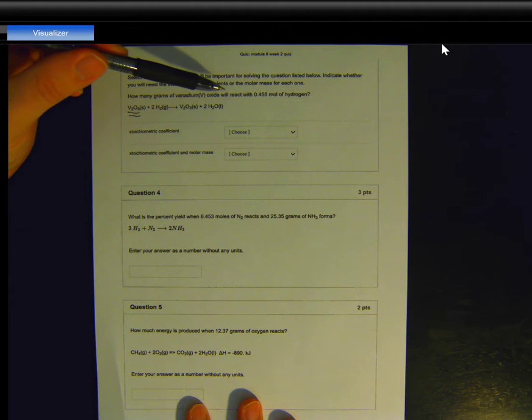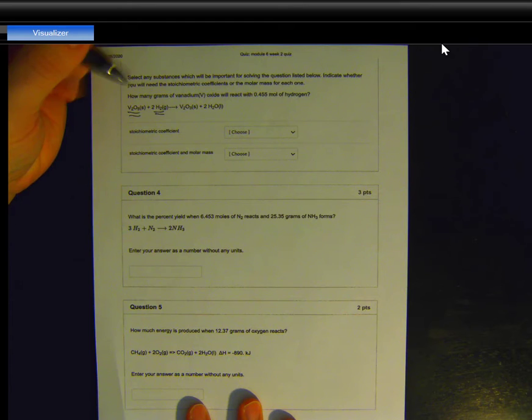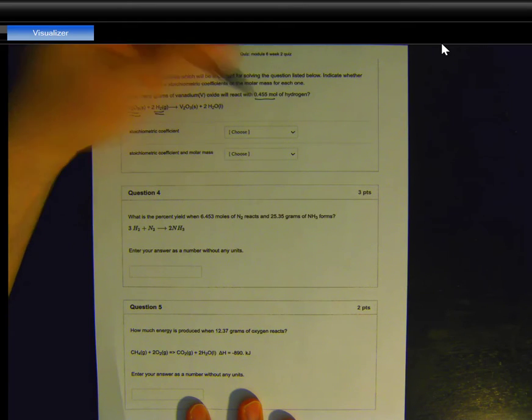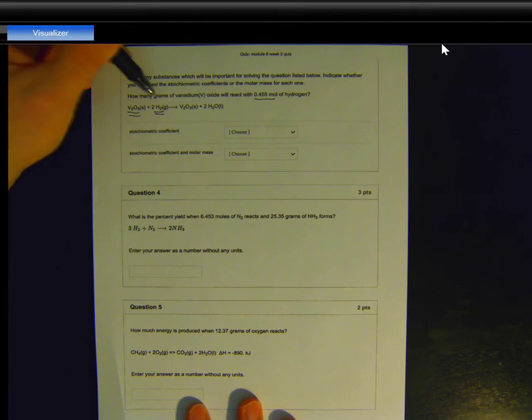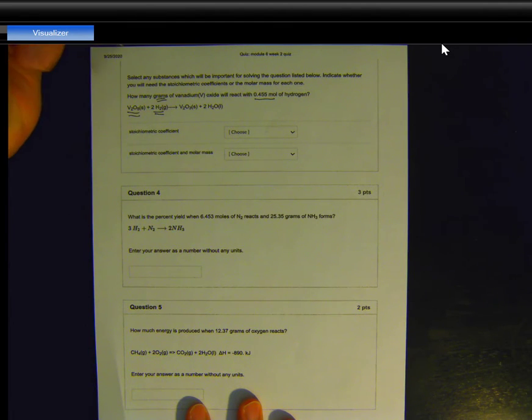It will react with 0.455 moles of hydrogen. So hydrogen is right here. We're given moles of hydrogen, and we're looking for grams of vanadium 5 oxide. What we're basically doing here is figuring out how to set up the problem without actually solving it. For each substance, we need to decide whether we need the stoichiometric coefficient or the molar mass for the various possible things in the reaction.